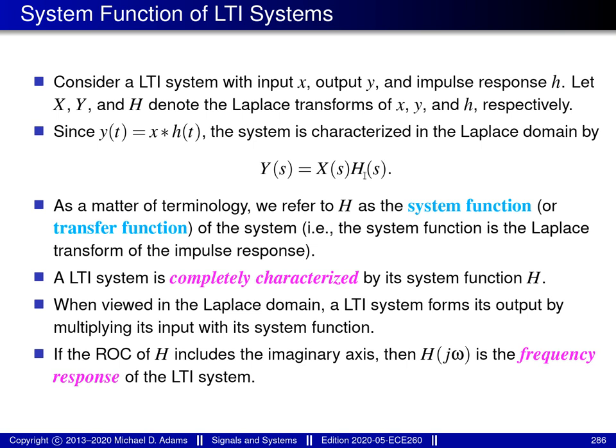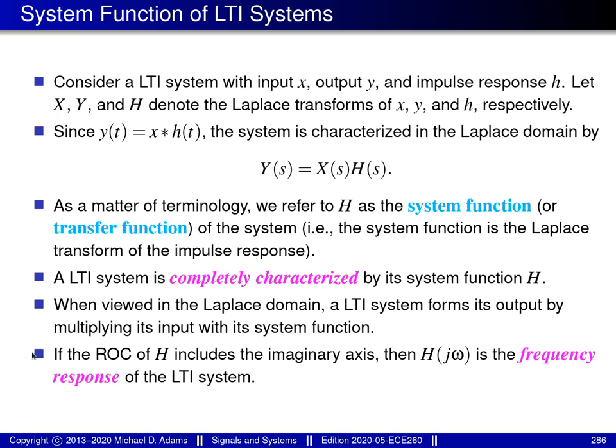In other words, if we know the function big H, we can determine for any given input the output of the system. In particular, if we're given a system input little x, we can find the Laplace transform big X of little x, then multiply by the system function big H to find the Laplace transform big Y of the output. Then by taking the inverse Laplace transform of big Y, we can find the system output little y. This equation also provides an alternative way to view the behavior of an LTI system. In particular, we can view an LTI system as computing the product of the Laplace transform of the input of the system and the system function to yield the Laplace transform of the output of the system.